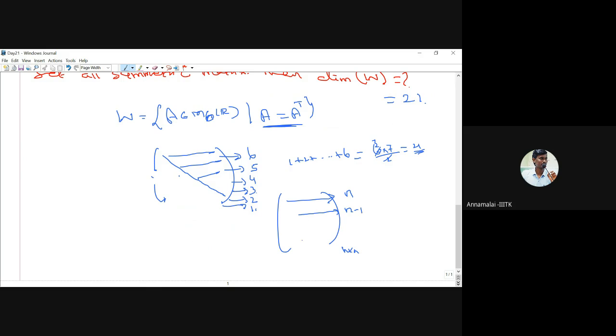Okay, and so on. The last row contains only one unknown. Therefore, the total number of unknowns is 1 plus 2 plus and so on, plus n. So this is nothing but n into n plus 1 by 2. So this is the dimension of the set of all symmetric matrices.